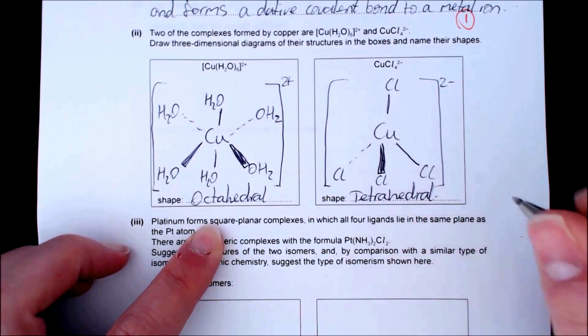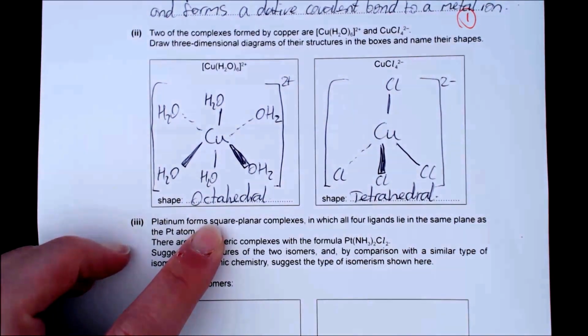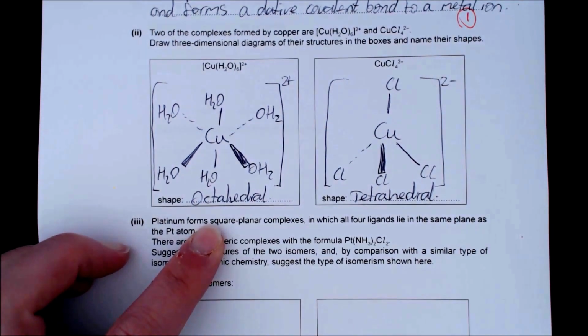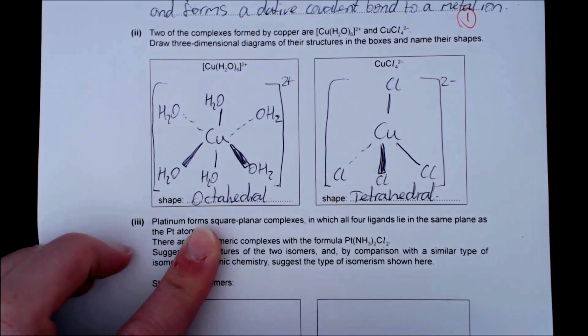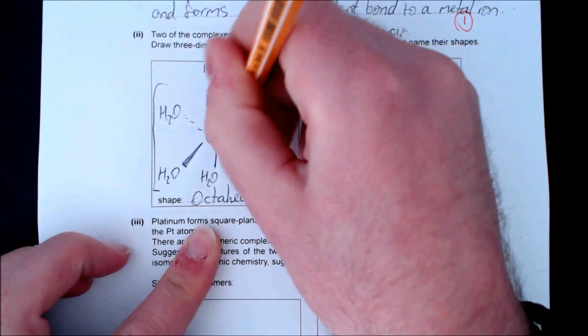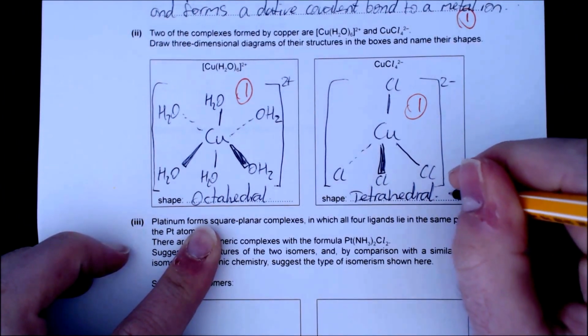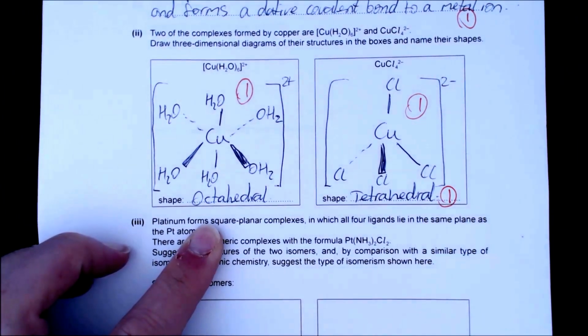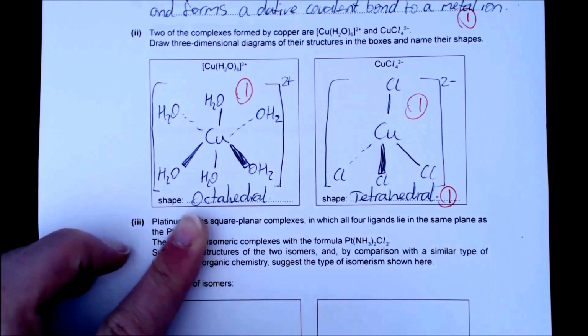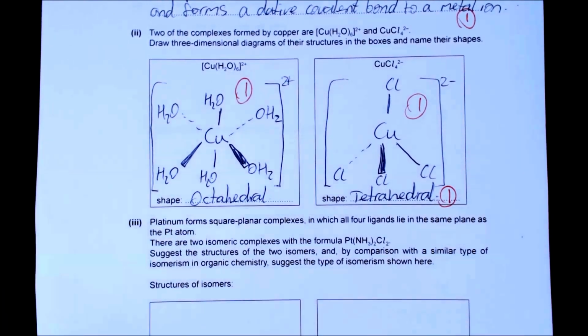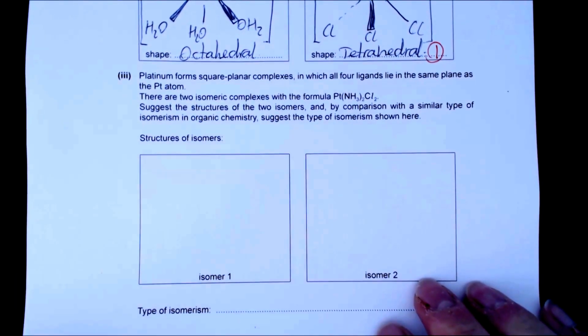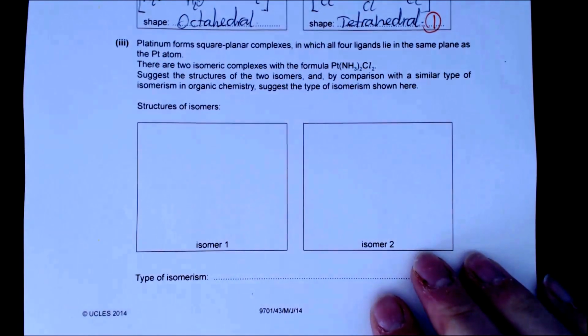There you go. Right, so we get 3 marks for this. We get 1 mark for this one, which is here. We get 1 mark for this structure, and we get 1 mark for the names. We need both names to get that last mark. Okay, so on to the next bit, which is part 3.